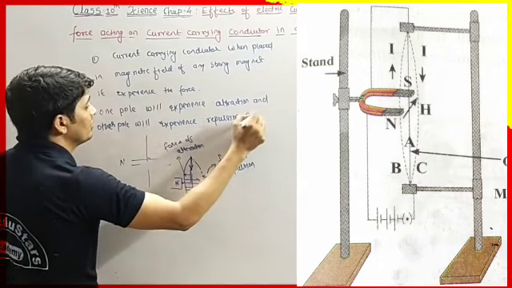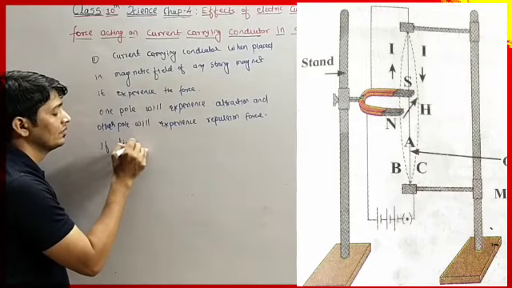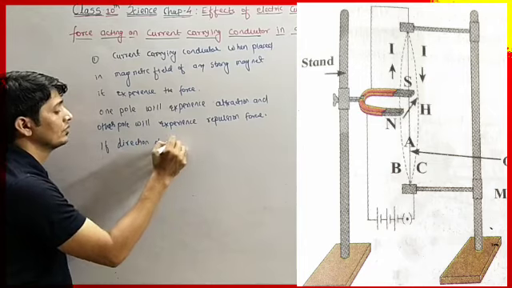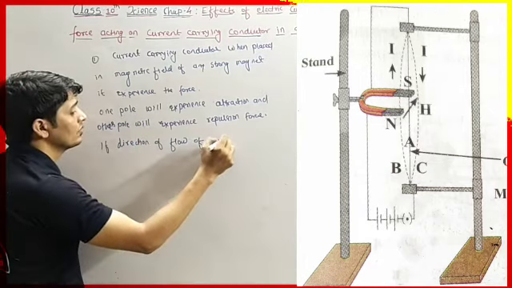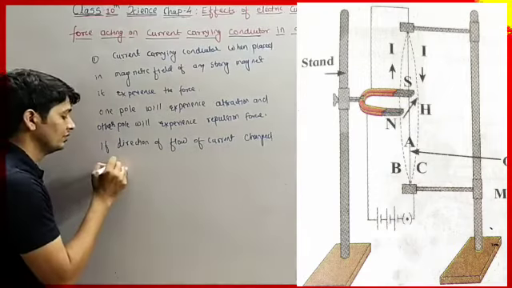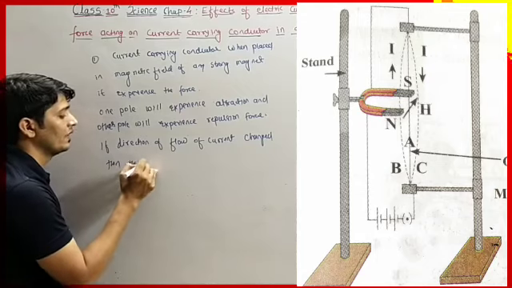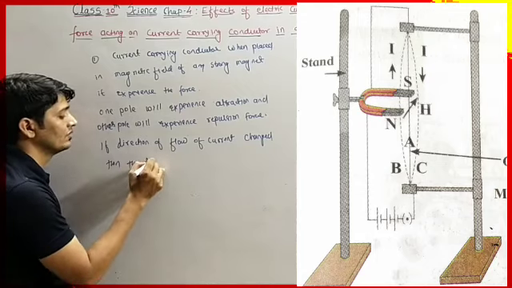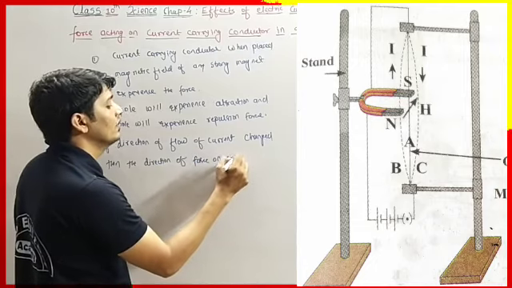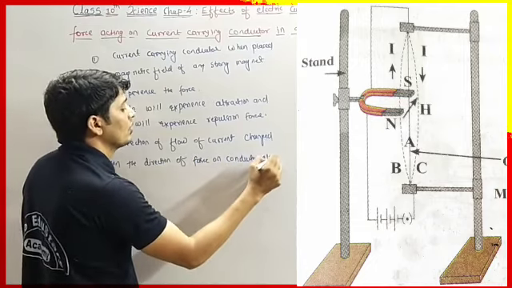Okay. If we change the direction of flow of current, if the direction of flow of current is changed, then the force of attraction and repulsion and the direction of force on the conductor also change, and it depends on the following things.